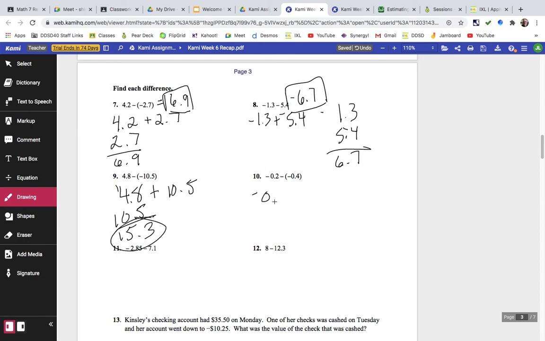And negative 0.2 plus 0.4. We're going to find the difference. 0.4 minus 0.2 is 0.2. So that's positive 0.2.